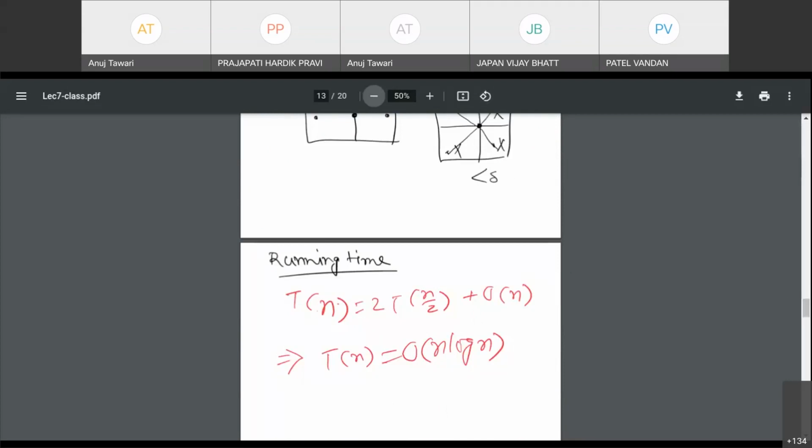So any questions so far? Otherwise, we move on to the next problem.